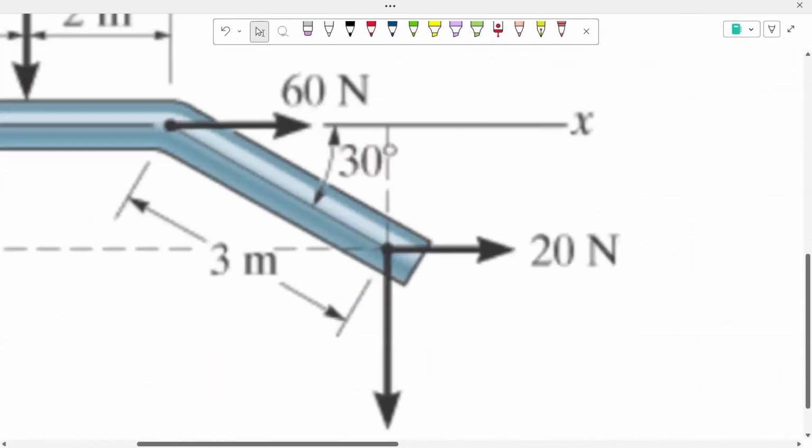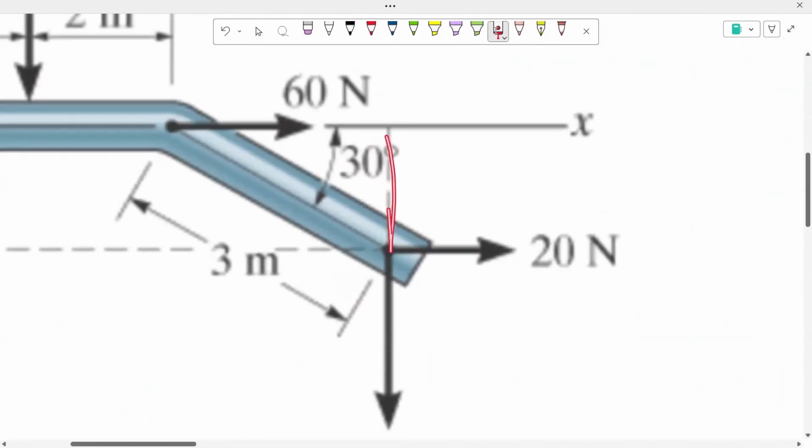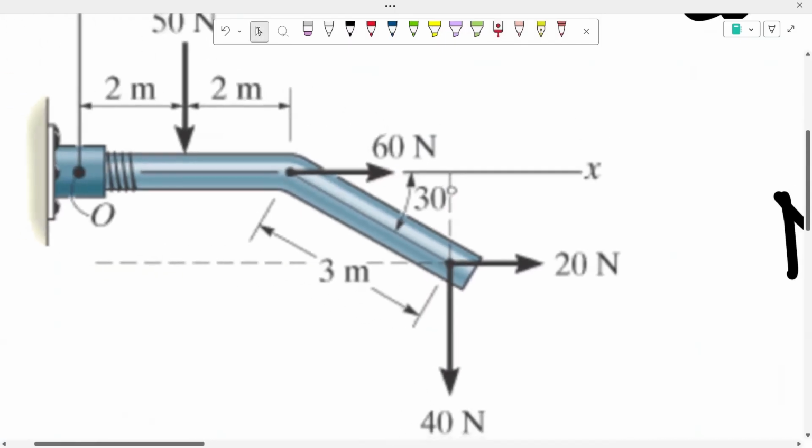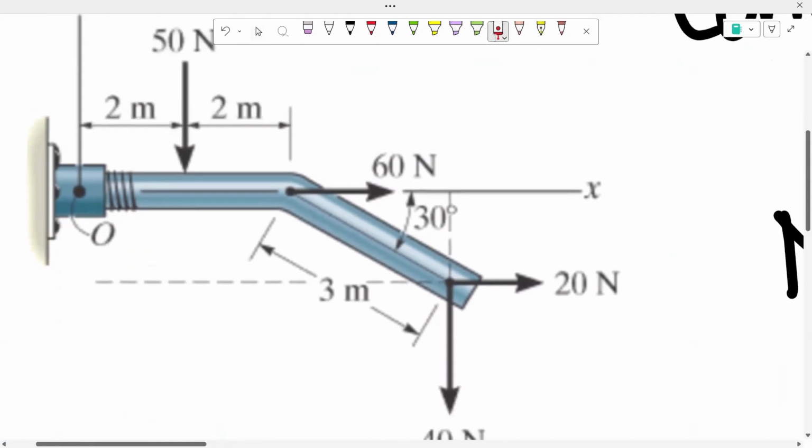As you can see, the distance right here is not given to us. But what is given to us is that this angle right here is 30 degrees, and this side of the pipe is 3 meters. So if we were to take a look at this as a triangle right here, we know that this angle is 30 degrees, and we know that this side is 3 meters long. So we're trying to find this side of the triangle.